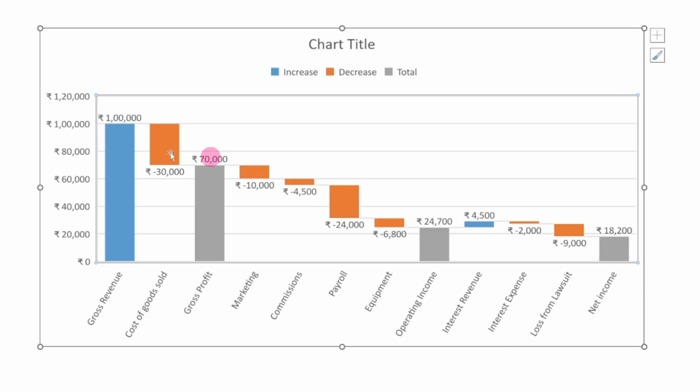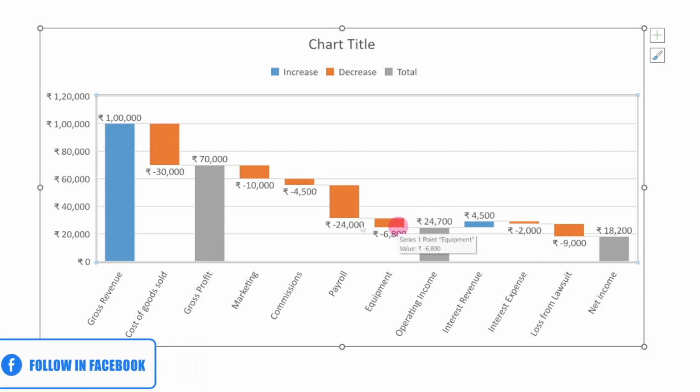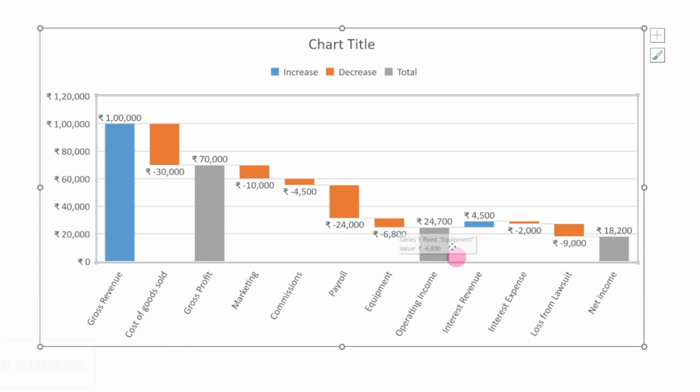Now from here we see that the total revenue is 1 lakh. Out of that 30,000 has been deducted as cost of goods sold, and then I have 70,000. From the 70,000 again I have spent 10,000 in marketing, 4,500 in commission, 24,000 in payroll, and then 6,800 in equipment. After deducting all these expenses, my total income remained 24,700.